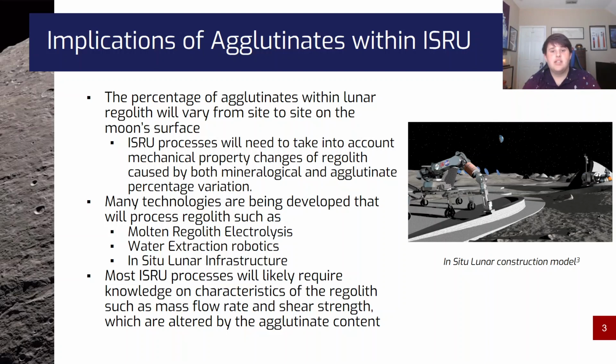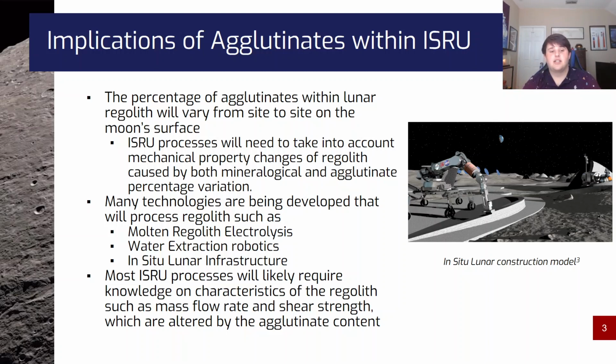ISRU processes will need to take into account the mechanical property changes caused by the mineralogical and agglutinate percentage variation, as they will not remain static. Many technologies are being developed for use on the moon that will process the regolith, as the regolith is really our most valuable resource on the moon and will undoubtedly be used for any lunar economy. Some of these include molten regolith electrolysis, water extraction robotics, and in situ lunar infrastructure.